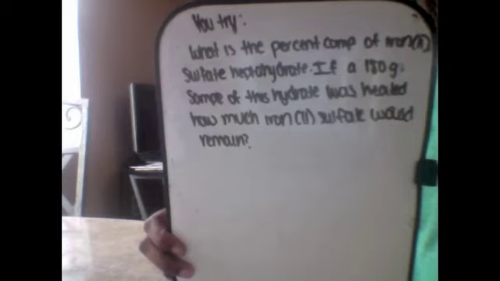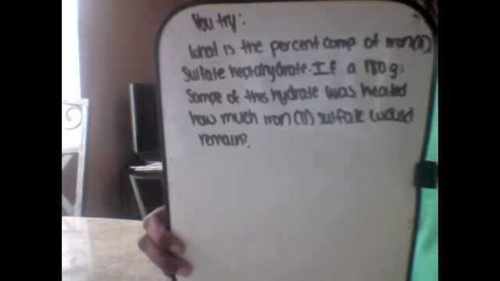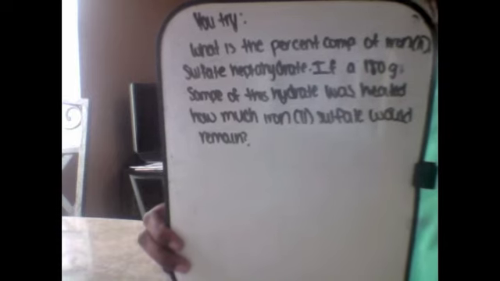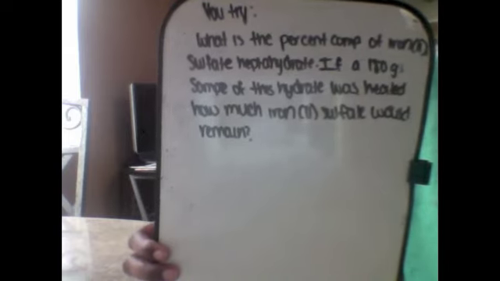Problem says, what is the percent composition of iron 2 sulfate heptahydrate? If a 180 gram sample of this hydrate was heated, how much iron 2 sulfate will remain? After you find the percent composition, just make sure that you find the anhydrous that's going to be left.